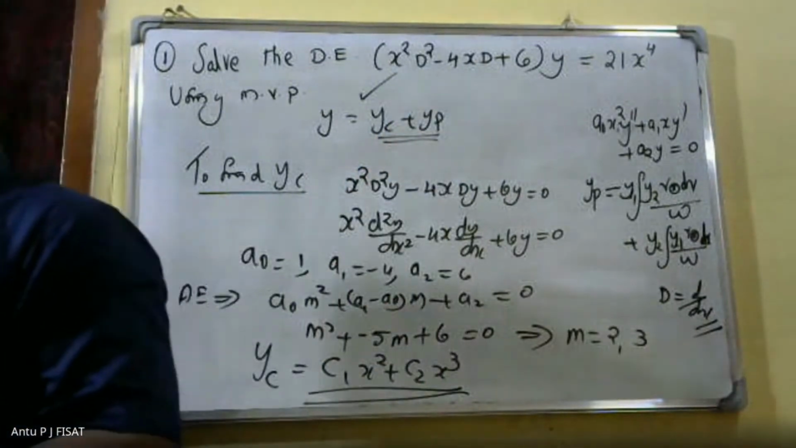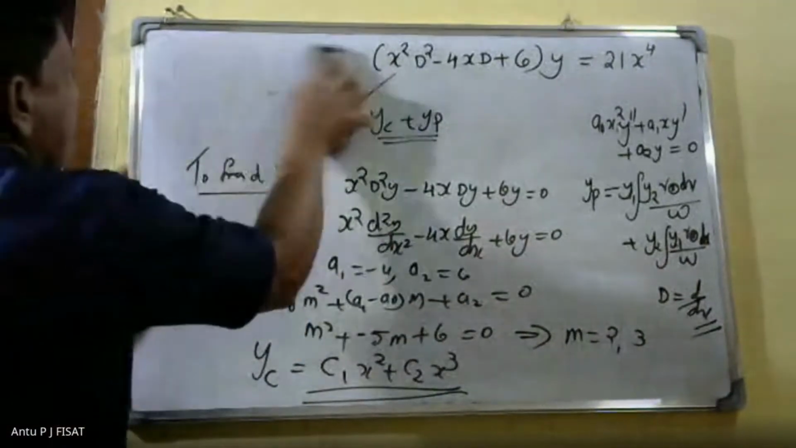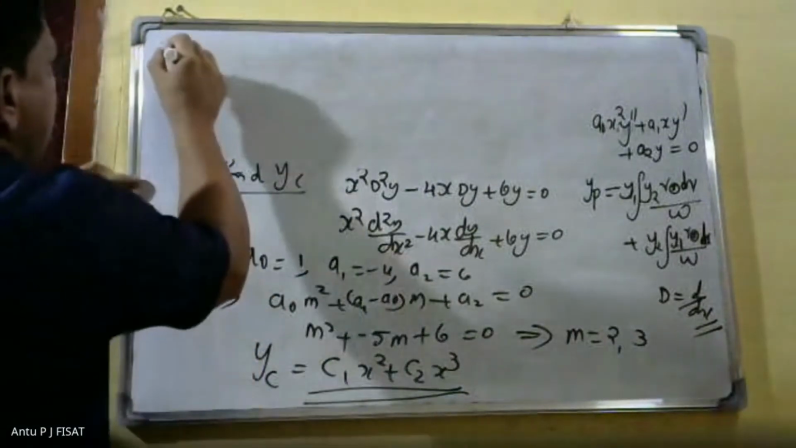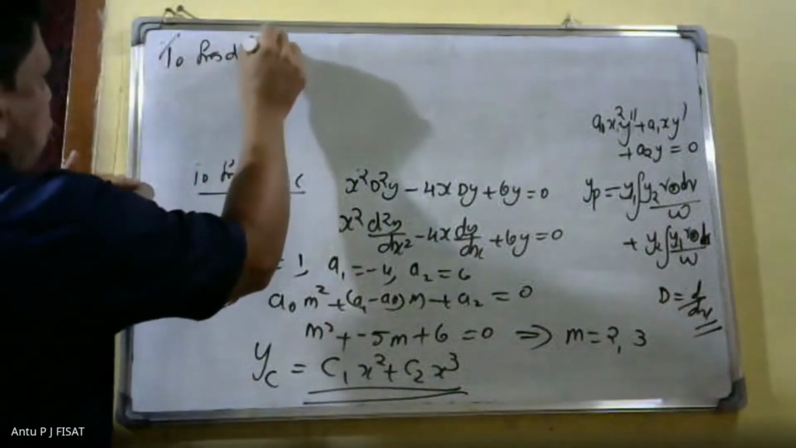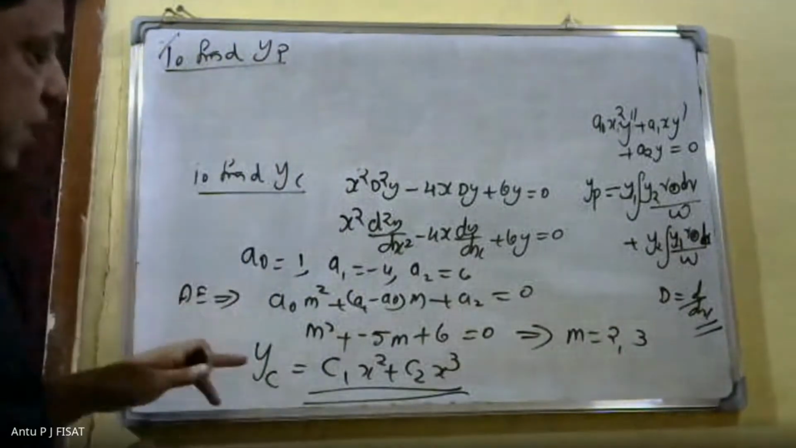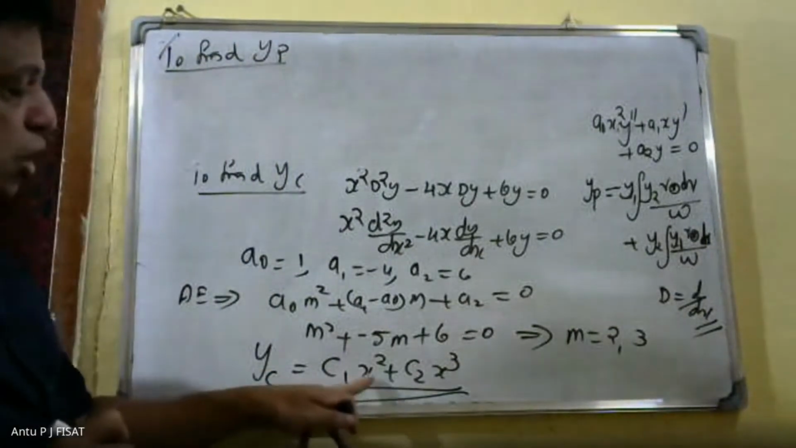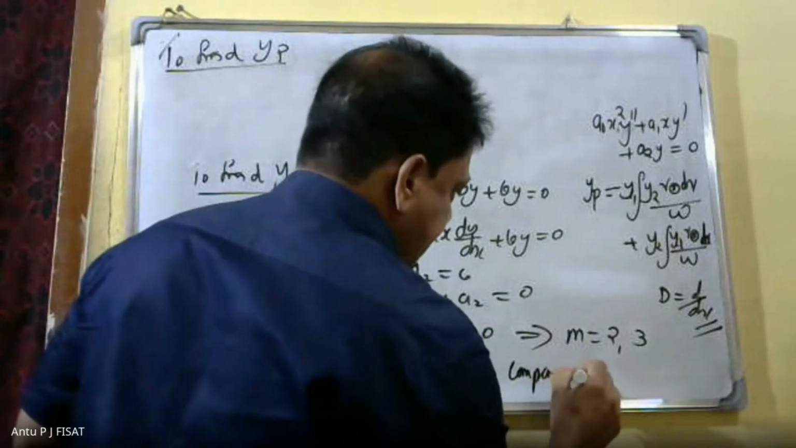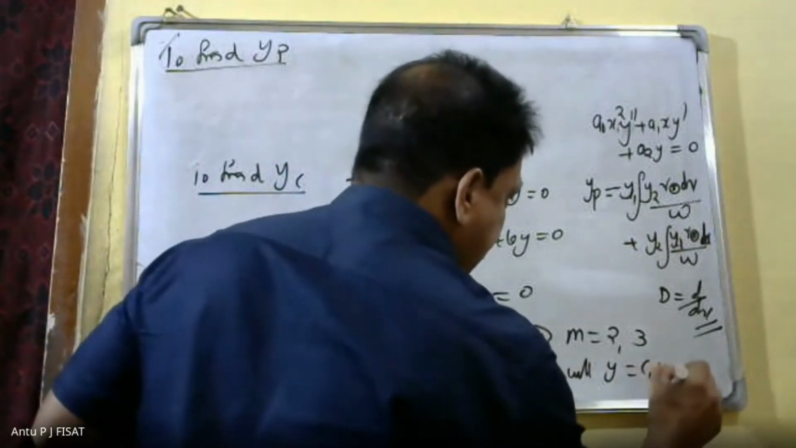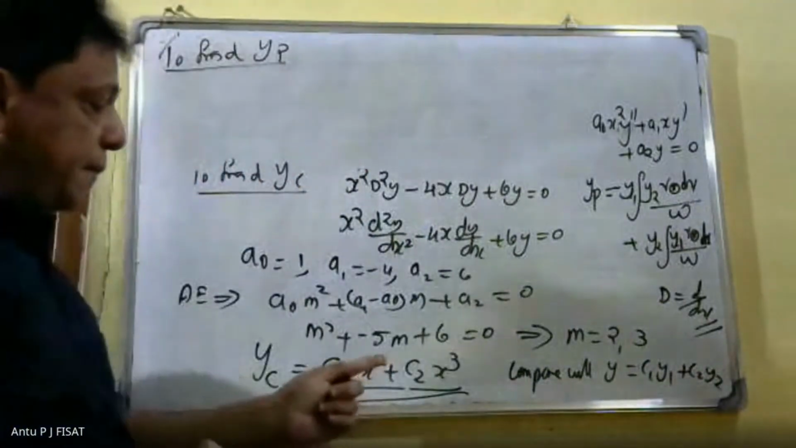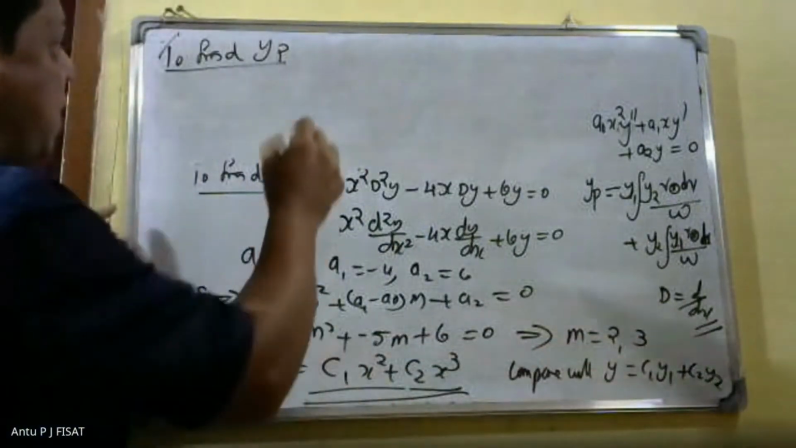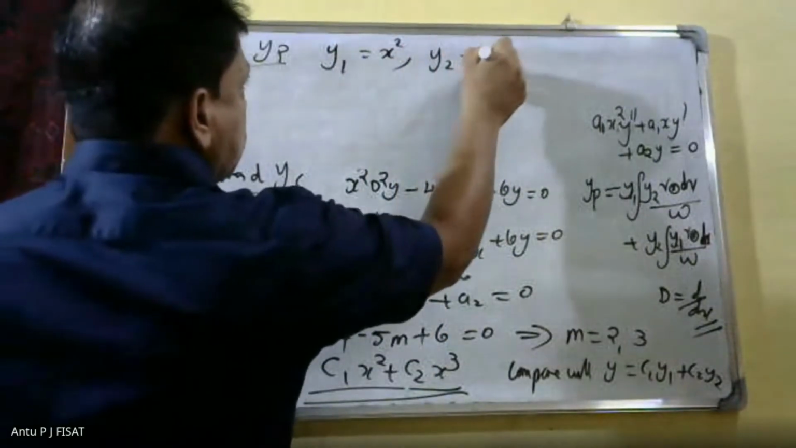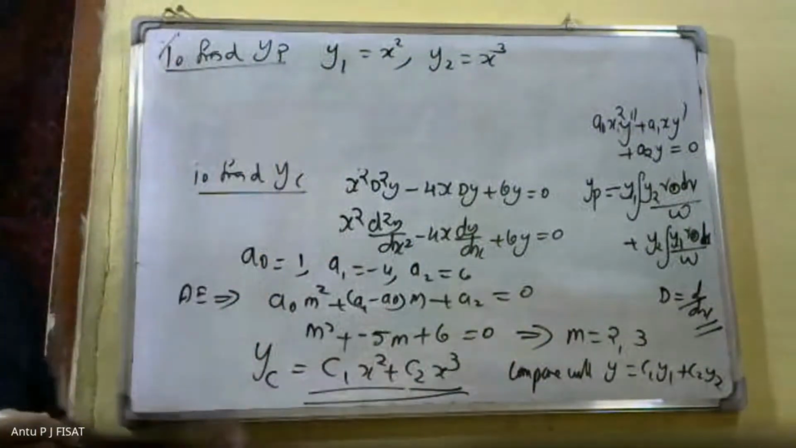Next, we have to find y_p. For that, here y_c = c1 x² + c2 x³. Compare with y = c1 y1 + c2 y2. When we compare, y1 = x² and y2 = x³.